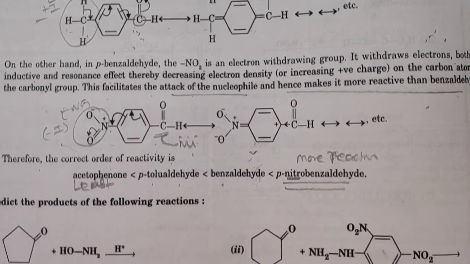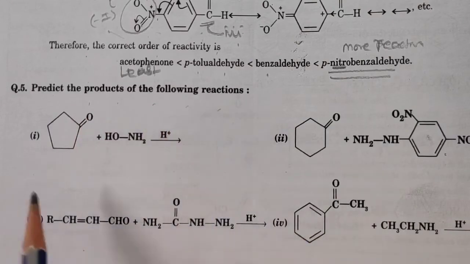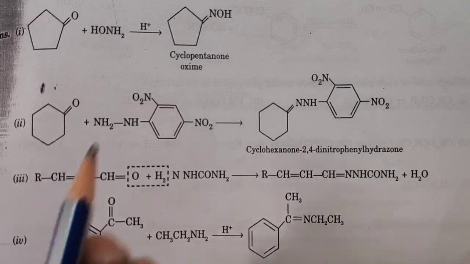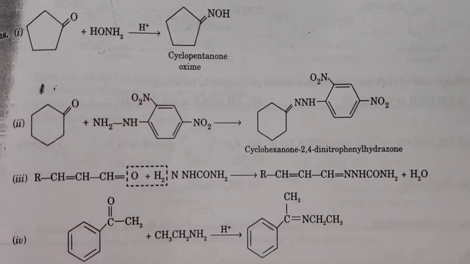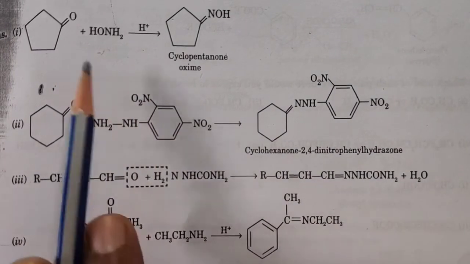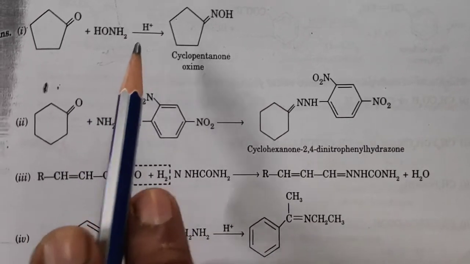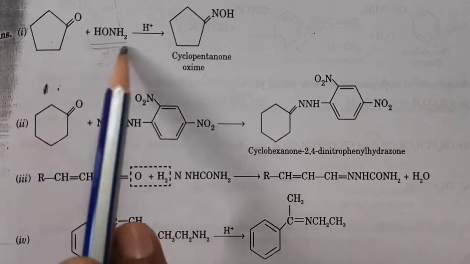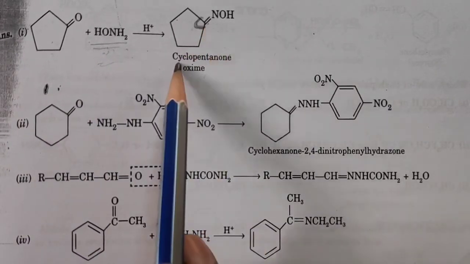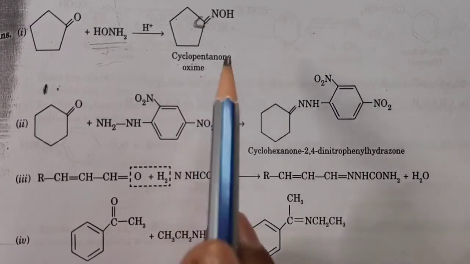Understood this part? Then in text question 4.5, predict the product of the following reaction. Now here you can see the reaction that is given. This reaction is what we have seen with hydrazine and hydrazone, in our table 12.3. If this gets added here, the imine, cyclopentanone oxime, is formed. Understood? This is the reaction.